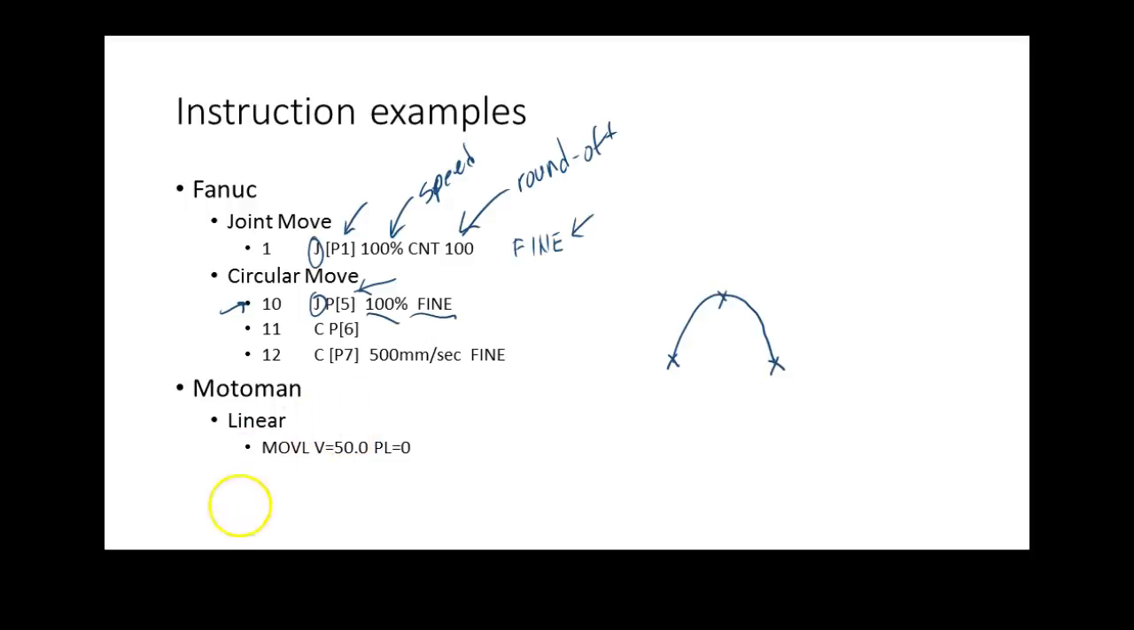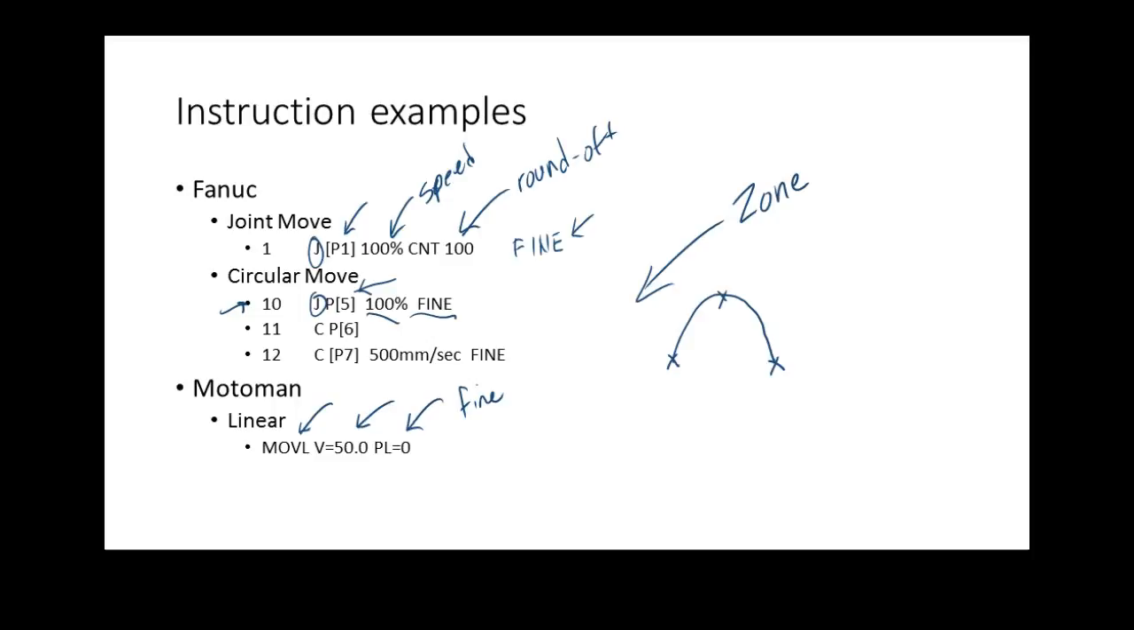This is the Motoman. So what type of move would this be? Linear. Well, the velocity would be 50 millimeters per second. And position level 0 would be a fine round off. So if I use a position level 0, it's going to do what? Now the ABB, the KUKA, I need to put this up here. They call their round off a zone. So when you set the zone, if you put a zone 0, it's going to hit the point. And the bigger the number, the more it's going to round off.